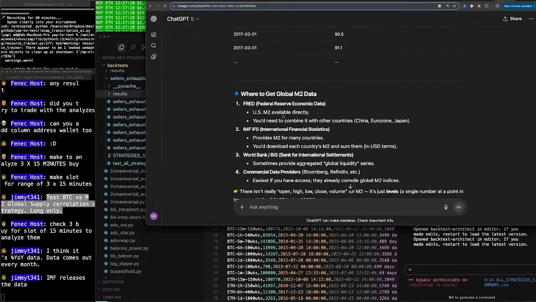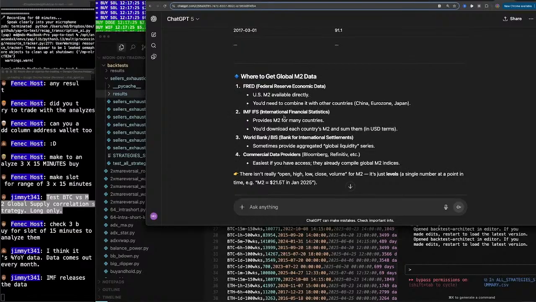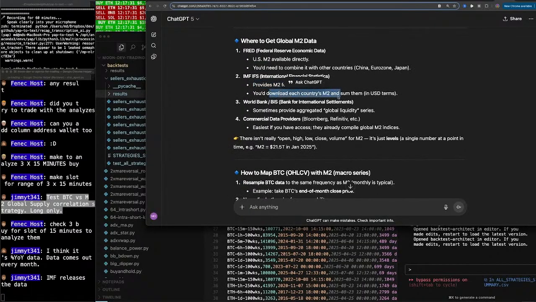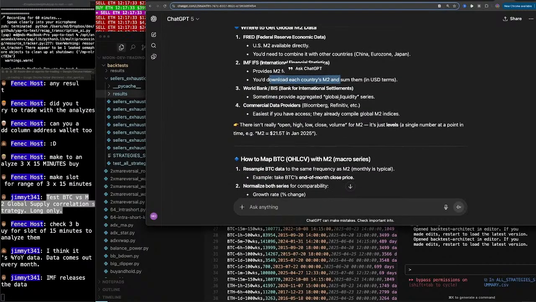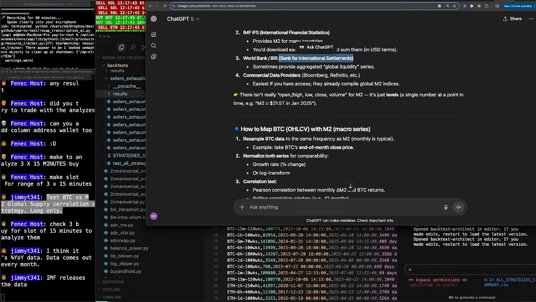Where to get global M2 data? FRED, Federal Reserve Economic Data. So US M2. You need to combine with other countries, or the IMF provides M2 for many countries. You download each country's M2 and then sum them up in USD terms. World Bank. Bank for International Settlements. Okay, so there isn't really an open, high, low, close for it.